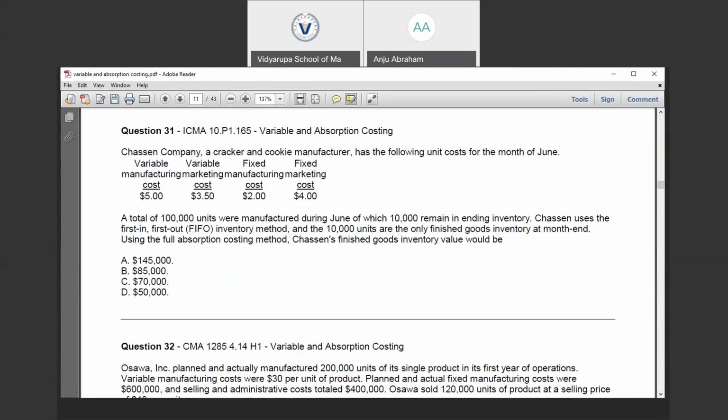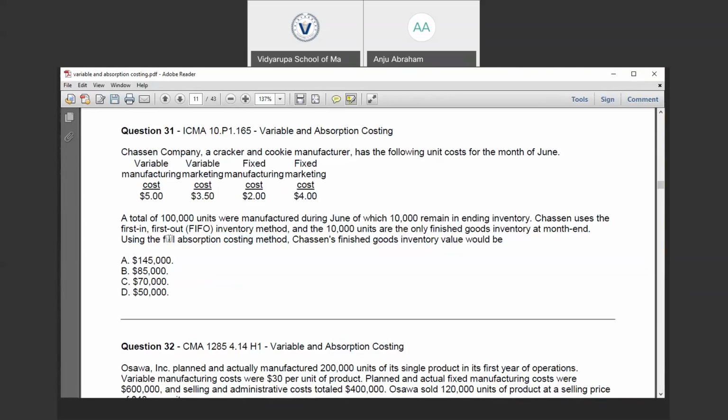First in first out inventory means that we will sell those units which remain in the beginning inventory first, and only then go to the current year's production. We are not provided with details regarding the presence of beginning finished goods inventory. So this 10,000 finished goods inventory consists of those units manufactured during the current period. Let's compute the finished goods inventory value, and we are told that they use the absorption costing method.